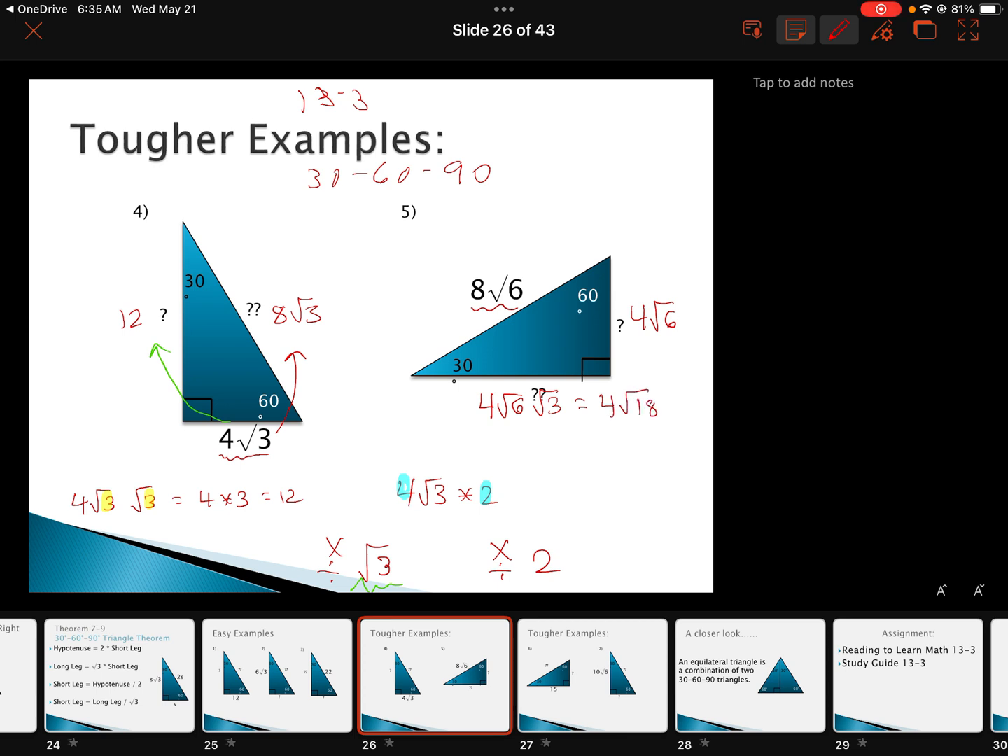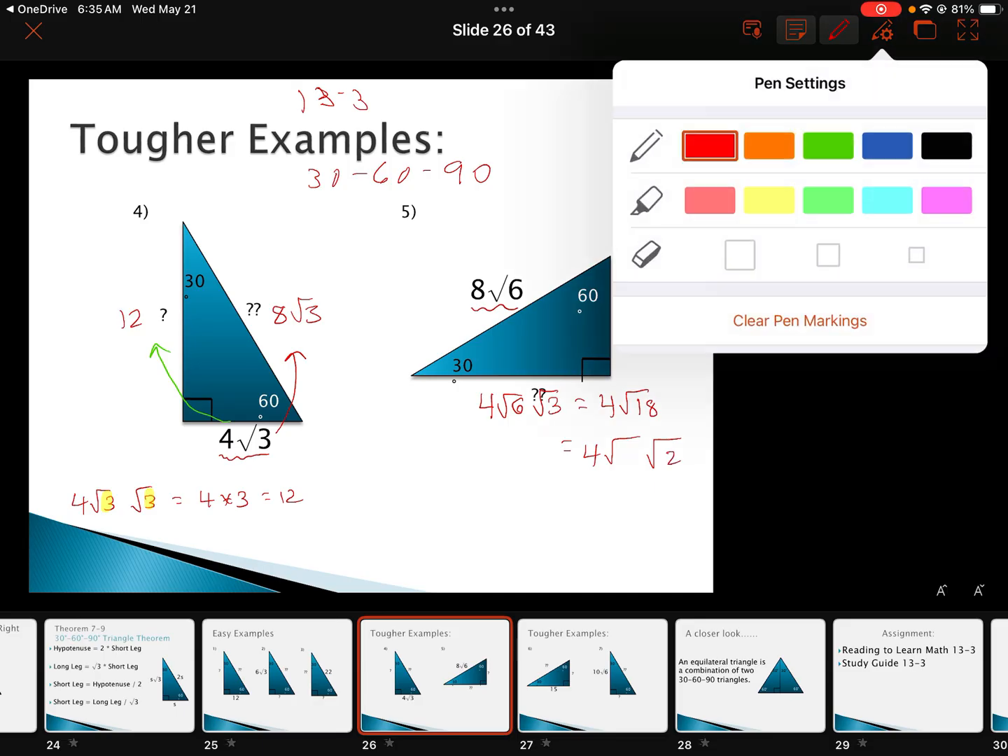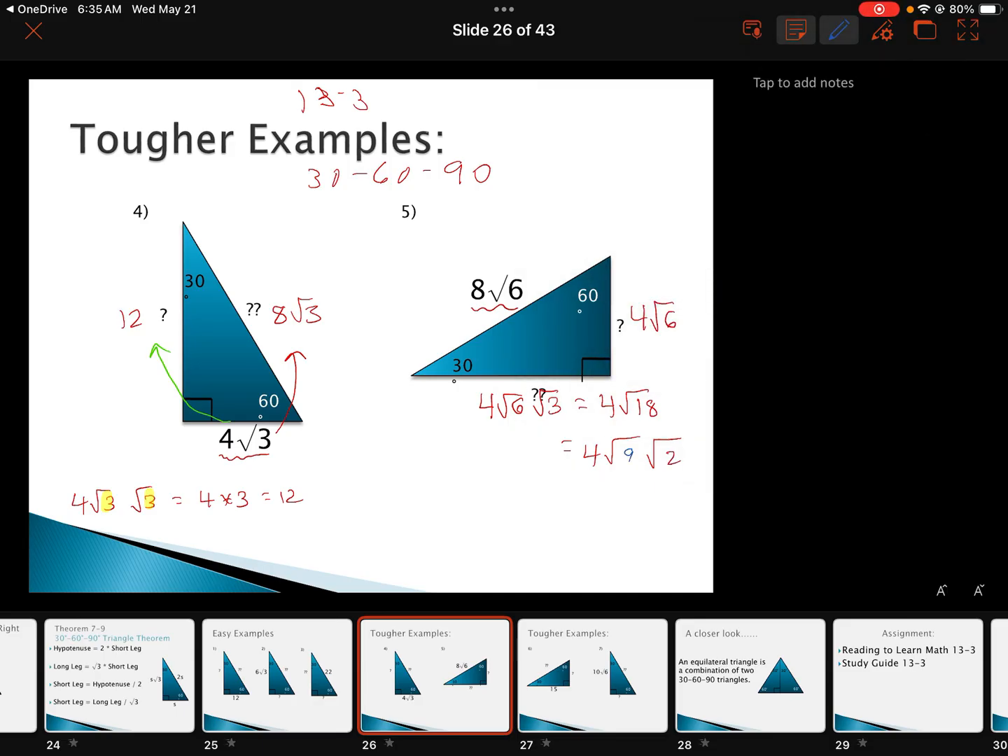That would be 4 square roots of 18. Let me make some room here. That's got to simplify because the square root of 18 has a perfect square inside of it. And that perfect square is 9. Square root of 9 is just 3. 4 times 3 is 12. And you're multiplying that by the square root of 2. That long leg is 12 square roots of 2.